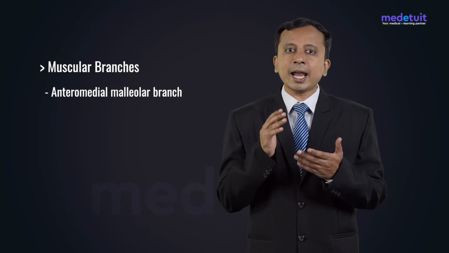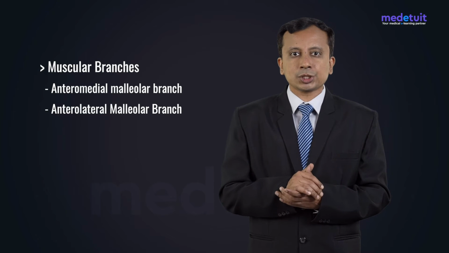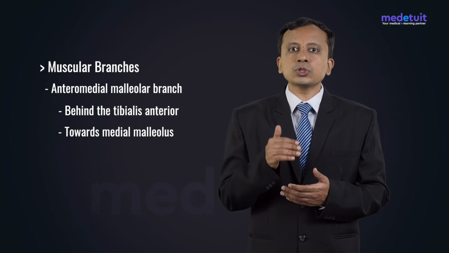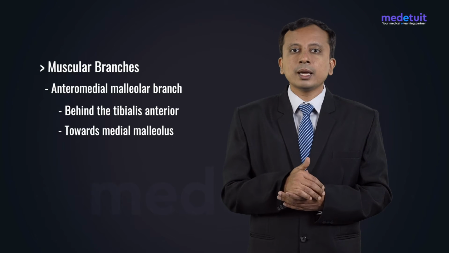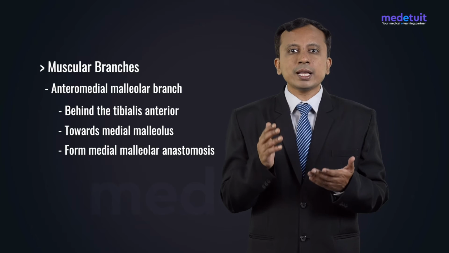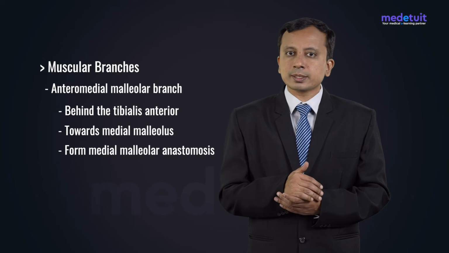It has many muscular branches which supply the muscles in the anterior compartment of the leg. It has malleolar branches: an anterior medial malleolar branch and an anterior lateral malleolar branch. The anterior medial malleolar branch goes behind the tibialis anterior towards the medial malleolus, and forms the medial malleolar anastomosis with the branches of the posterior tibial artery as well as medial plantar arteries.